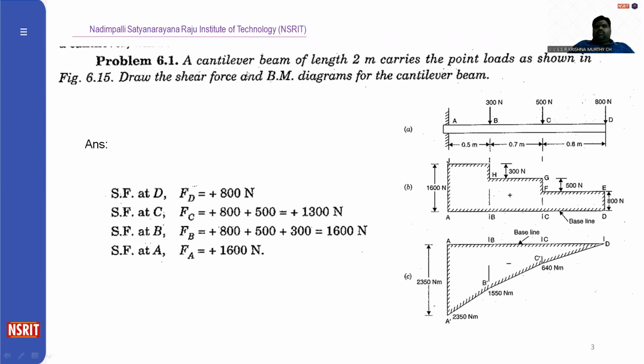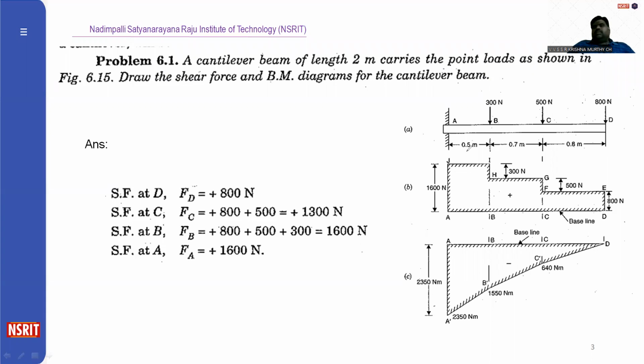A cantilever beam of length 2 meters carries the point loads as shown in the diagram. Draw the shear force and bending moment diagram for the cantilever beam. If you see the structure, one end is fixed and it has 3 point loads. At the free end of the beam, you have 800 newtons, at point C, 500 newtons, and at point B, 300 newtons. The total length of the beam is 0.5 plus 0.7 plus 0.8, which is 2 meters. So first we shall go with the shear force diagram.